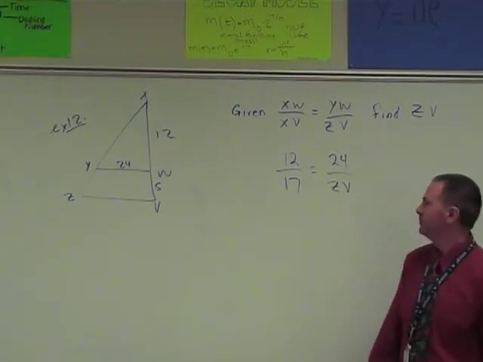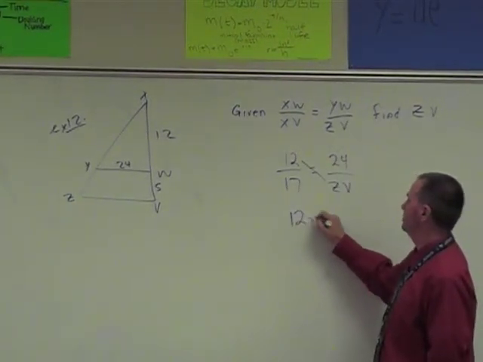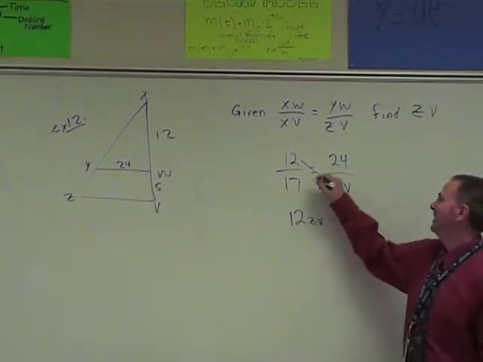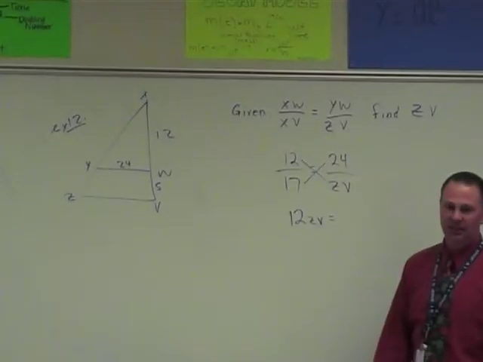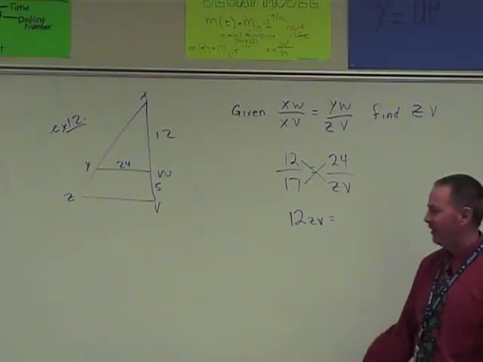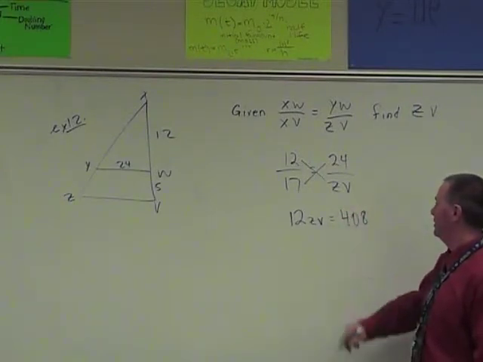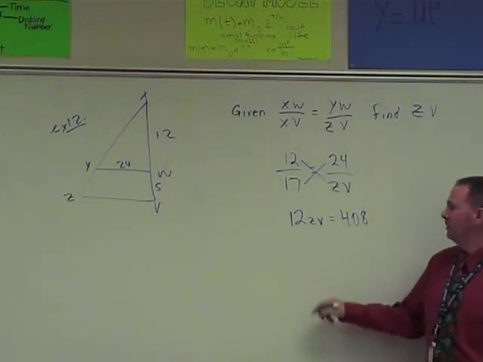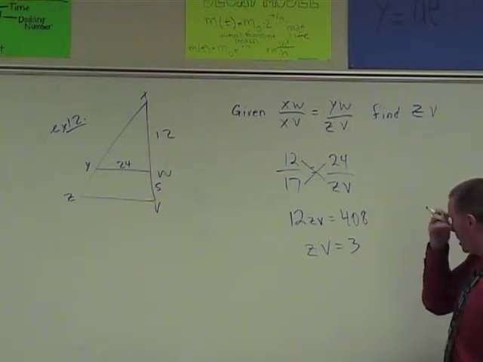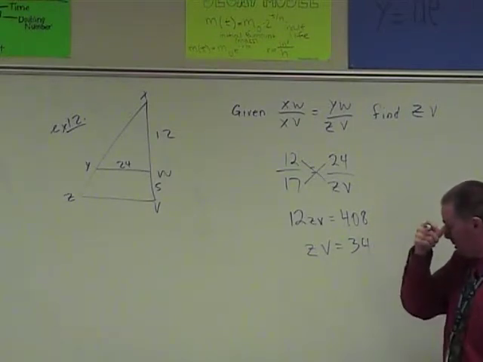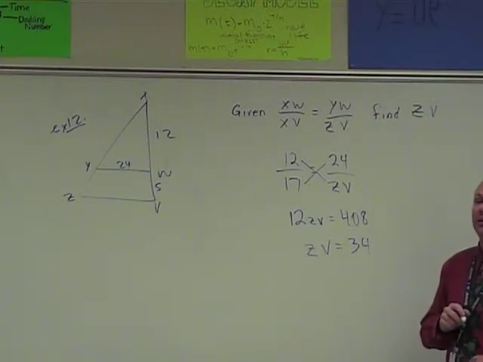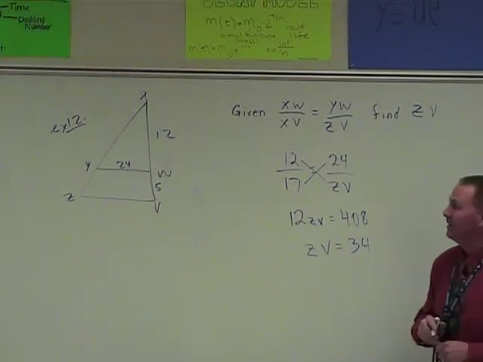Everybody cross multiply. I'll do this one. What's 17 times 24? 400. That's a lot of numbers. 400 divided by 12. Thank you. Was it just a coincidence that 12 times 2 is 24? It's not a coincidence.